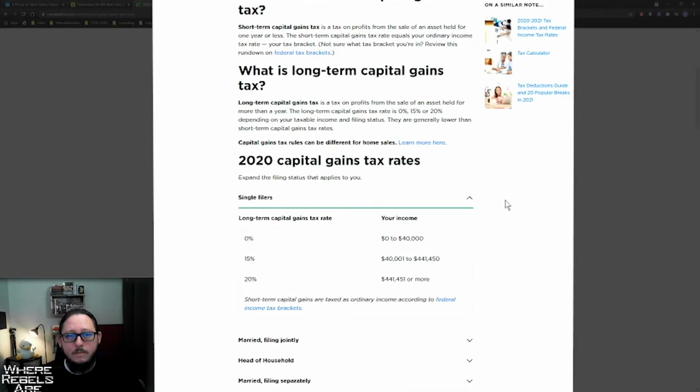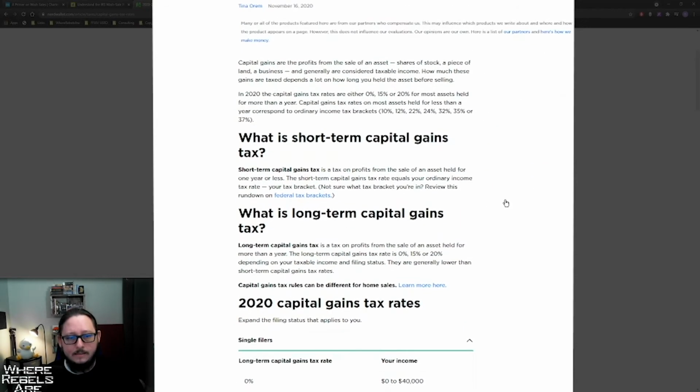And that's a better rate or level on the long term, because when you talk about short term capital gains tax, you're actually taxed at your current income bracket.